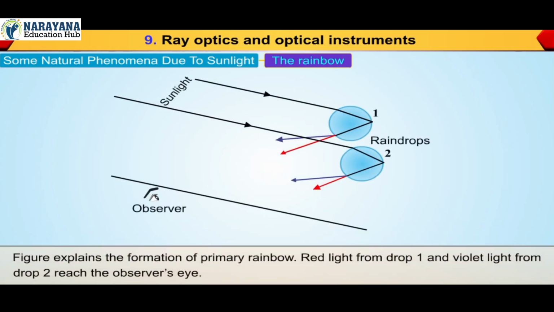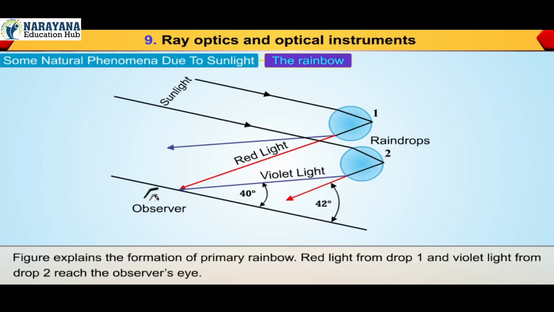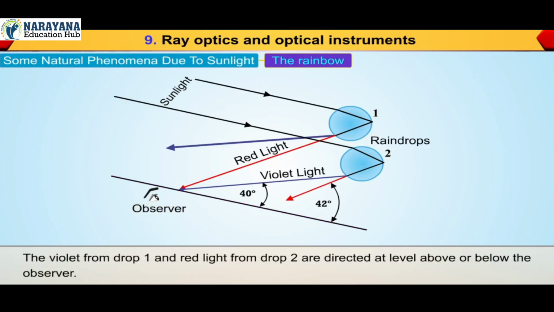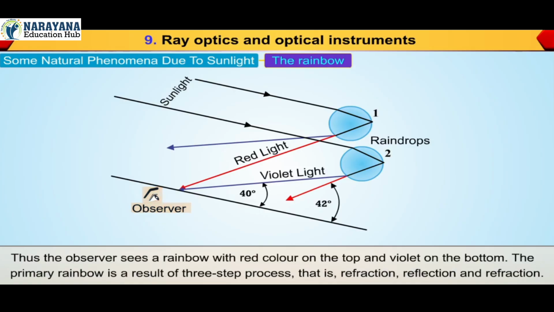Figure explains the formation of primary rainbow. Red light from drop 1 and violet light from drop 2 reach the observer's eye. The violet from drop 1 and red light from drop 2 are directed at a level above or below the observer. Thus, the observer sees a rainbow with red color on the top and violet on the bottom. The primary rainbow is a result of a three-step process, that is, refraction, reflection, and refraction.